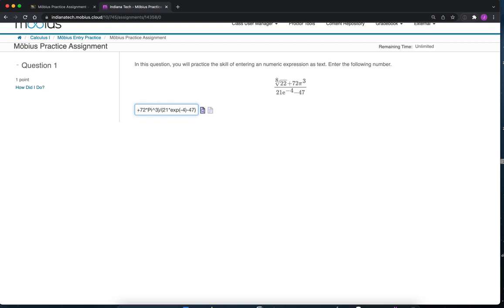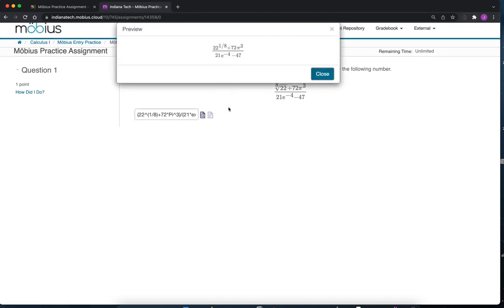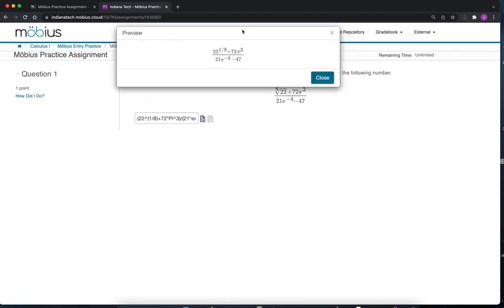Is there any way to check? Well, there are a couple things you can do. You can at least check to see if what you've entered matches what we're seeing, or what's written on the page somewhere. And there's a preview button. It's this little magnifying glass. If I click it, I can see that it's very, very close to what's there. The only difference is, again, we can see the fractional exponent versus the radical notation.